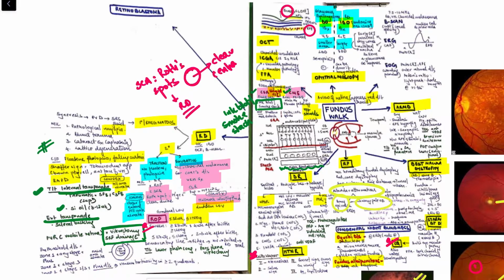So remember, you should look at the age of the child, whether he is more than 28 weeks or less than 28 weeks. If the child is more than 28 weeks, then the screening is done at 4 weeks after birth, while for a child less than 28 weeks, it is done 2 to 3 weeks after birth. Okay. Then there is grading.